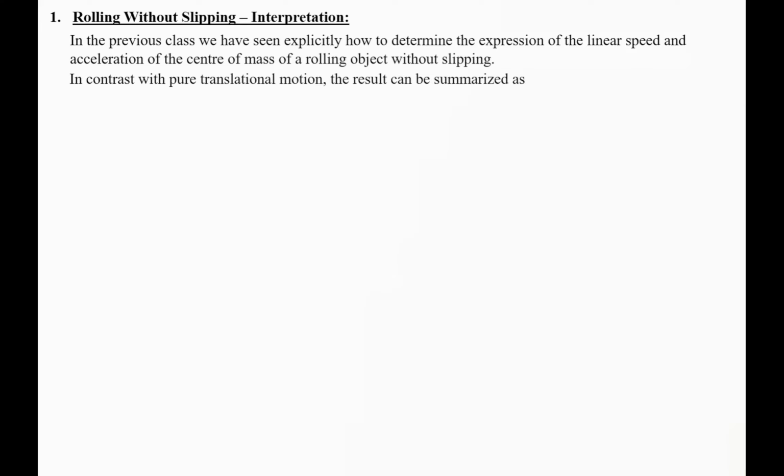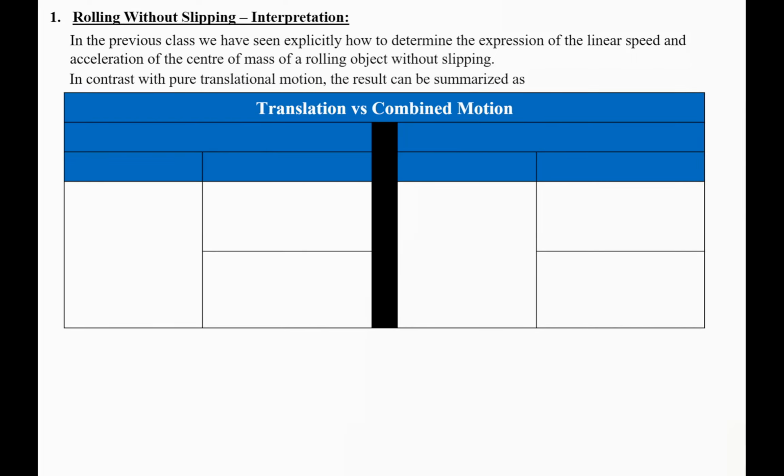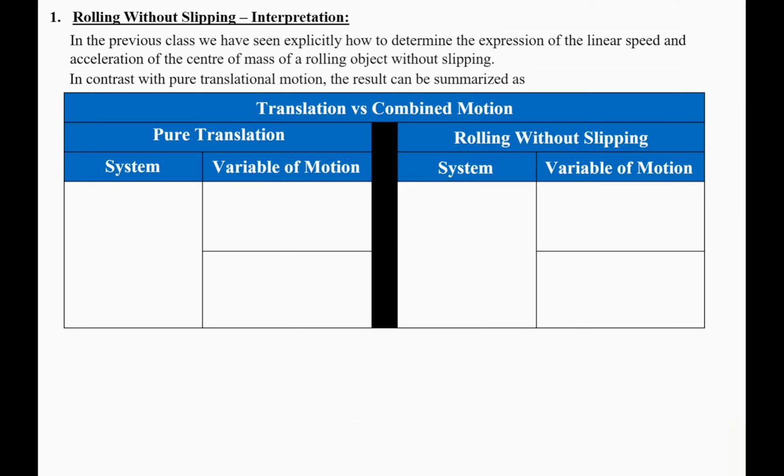In contrast with pure translational motion, the result can be summarized as translation versus combined motion: pure translation versus rolling without slipping. Now the system and the variable of motion. We are talking about the system, which is a falling object on a smooth ramp inclined by theta. We know that the speed at the end of the ramp would be given by square root of 2gh, and a is given by g sine theta.